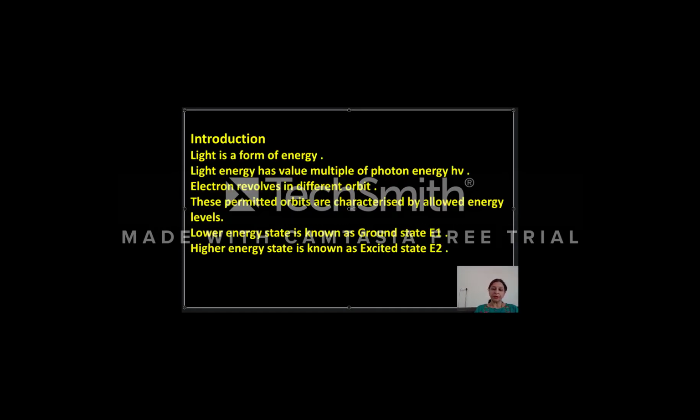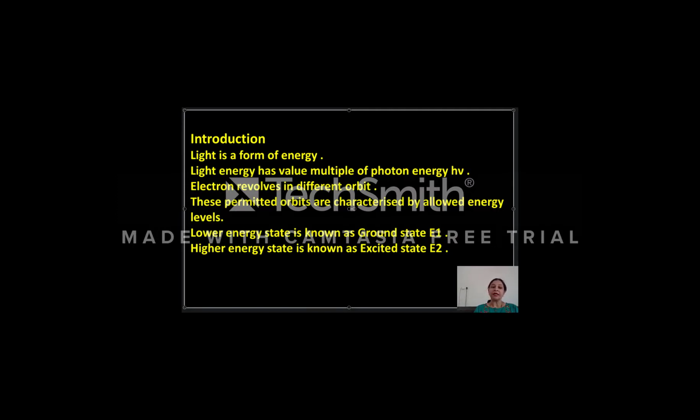Before we start the topic, I want to discuss a few things with you. First one, light is a form of energy. Okay, light cannot take any arbitrary values. It must be a multiple of photon energy h nu. One more thing I want to discuss with you is that electrons revolve in different orbits. These permitted orbits are characterized by allowed energy levels.